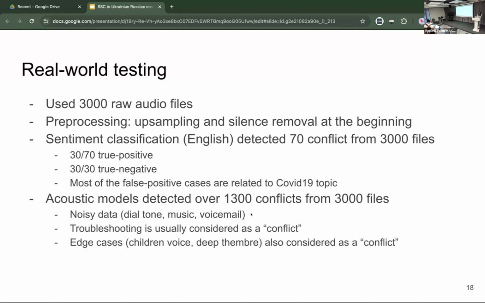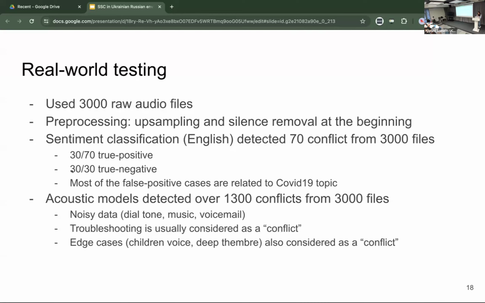And we tried two models which we developed. The first one is a zero-shot classification text-only model, and it resulted in 70 conflicts from 3,000 files. I manually reviewed those 70 files, and I assigned some very subjective labels. So in my subjective opinion, 30 from 70 files were classified as really conflict or negative sentiment.